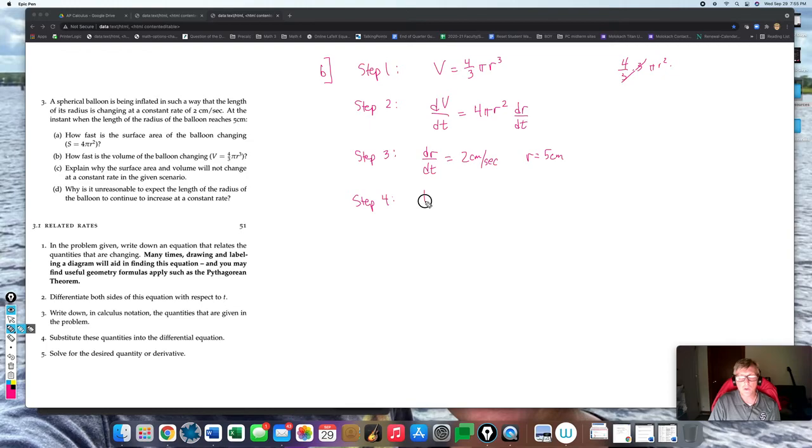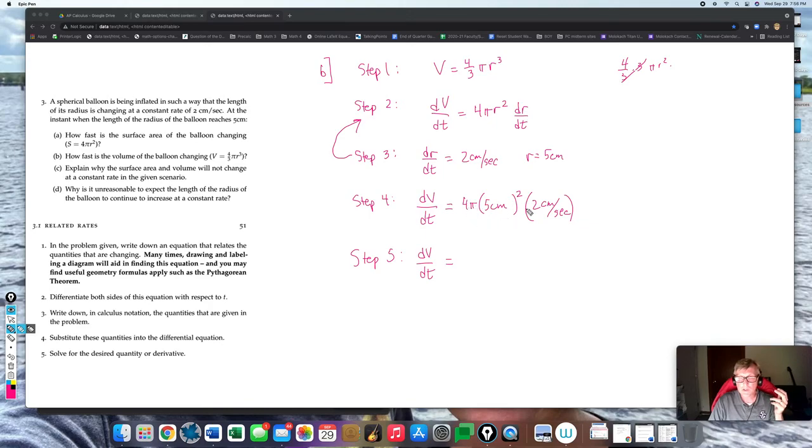So dV/dt, now step 4 is substituting into step 2, right? So this is equal to 4 pi. The radius at this moment has to be squared, right? Pi r squared. And then the derivative of the radius with respect to time is 2 centimeters per second. All right. So step 5, what we want to do is multiply all this stuff out and solve for dV/dt because they want us to find out how fast the volume of the balloon is changing. So this is already solved for.